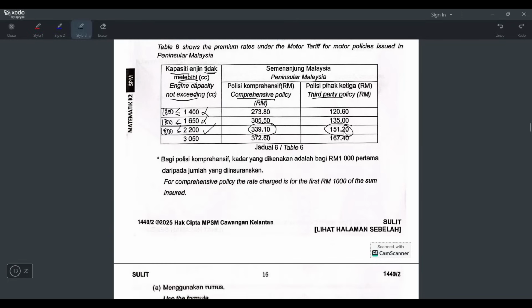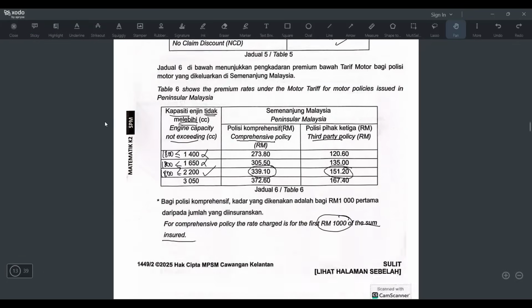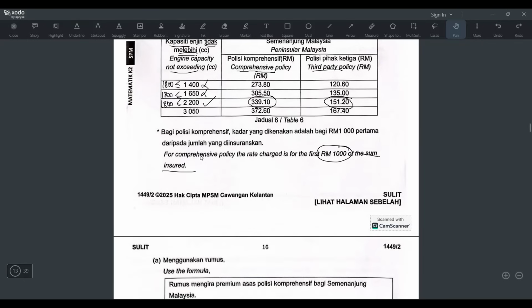This is the third party value. Okay, but we have to use which one? The one depends on what the question asks lah. If they ask for comprehensive, then you do this one lah. If they ask for third party, you take this. Okay, they say for comprehensive value, the rate charge is for the first 1,000 for the sum insured. Okay lah, this one I know already. That's why the formula for comprehensive basic premium, that's why you have to plus with the sum insured minus 1,000 divided 1,000. That's why lah.